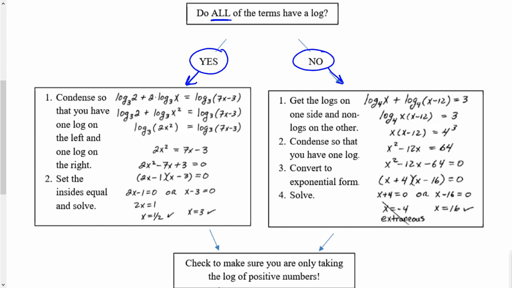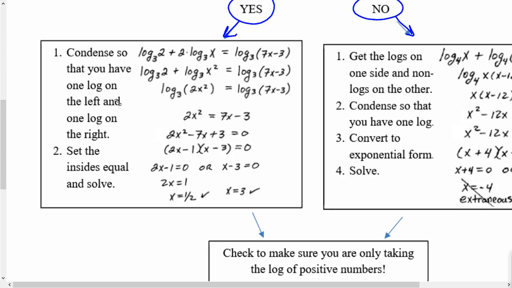The reason I'm saying that in this equation everything has a logarithm is my first term right here was the log base 3 of 2. Then I had 2 times the log base 3 of x, and then over on the right, I had the log base 3 of 7x minus 3. So every term had a logarithm in it. When that happens, what I want to do is condense so that I have one log on the left and one log on the right. I'm going to get this down into the point where I have the log of something equals the log of something else. So in order to do that, I need to use my log properties.